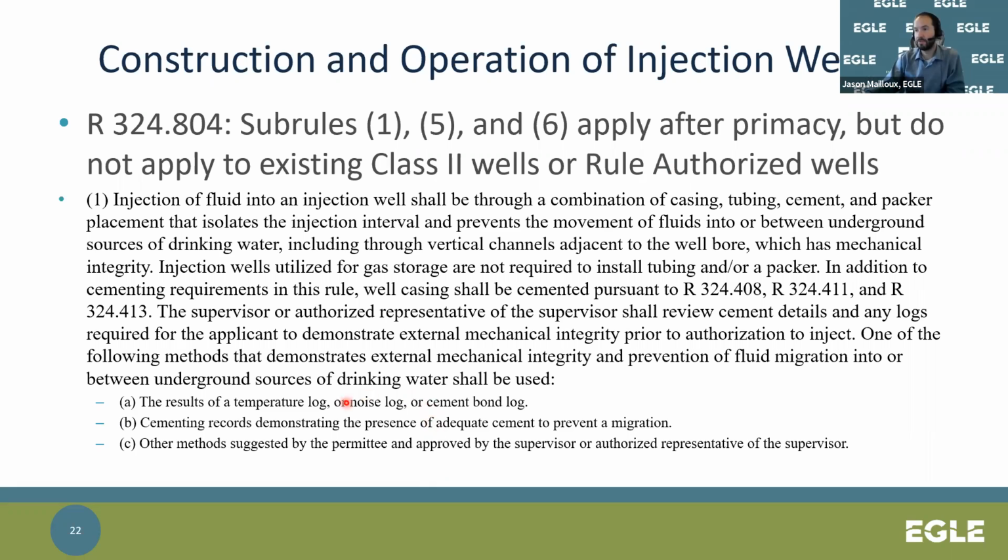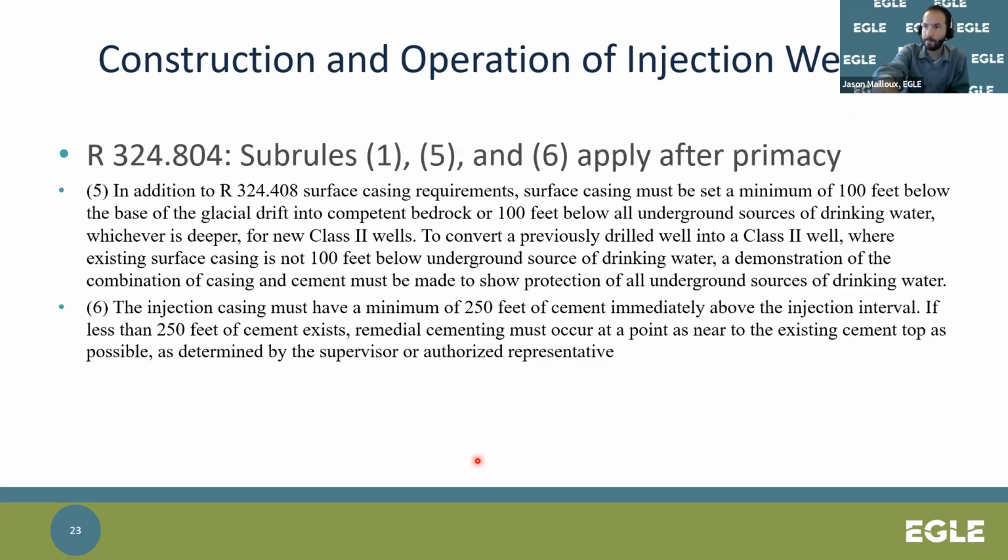And that can be demonstrated several different ways: a temperature log, noise log, cement bond log, cementing records, or other methods that are suggested by the permittee and subsequently approved by the supervisor, authorized representative of the supervisor. Also parts 5 and 6 here, subrules 5 and 6. So it's about where your surface casing is set. Surface casing must be set a minimum of 100 feet below the base of glacial drift and into competent bedrock, or 100 feet below all underground sources of drinking water, whichever is deeper.